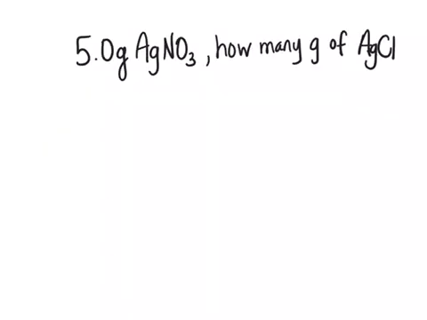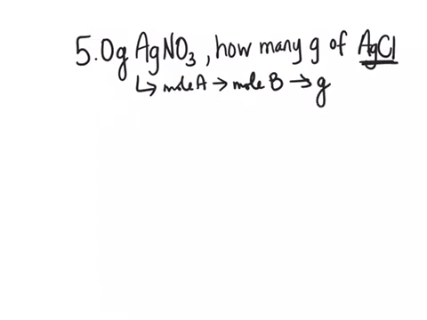I'm given 5 grams of one material. I'm going to have to get that to moles of that material. Then I'm going to use the mole to mole ratio to get to moles of the other material, which is silver chloride. And then I'm going to use the molar mass to get to grams of that material. Go ahead and pause it and try it, and then check your work.